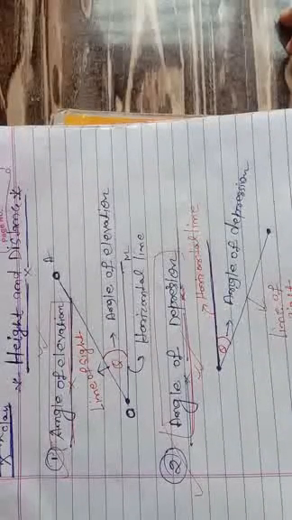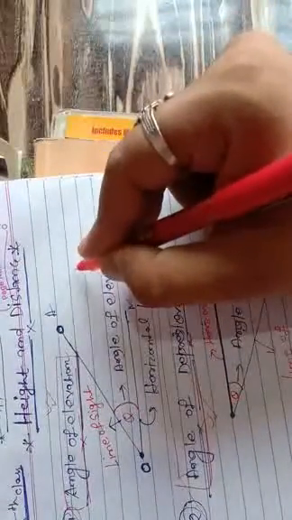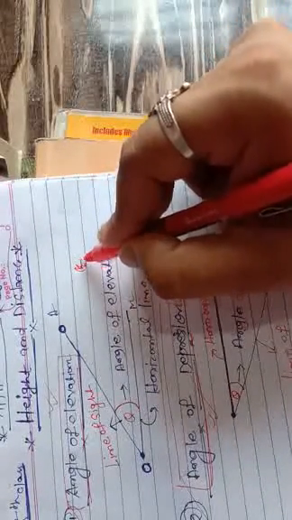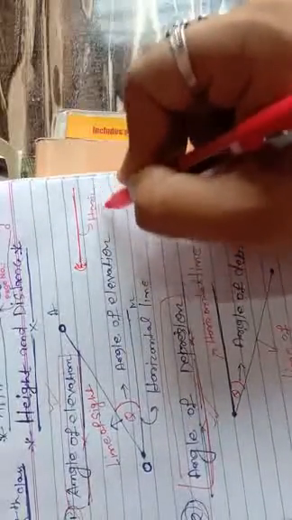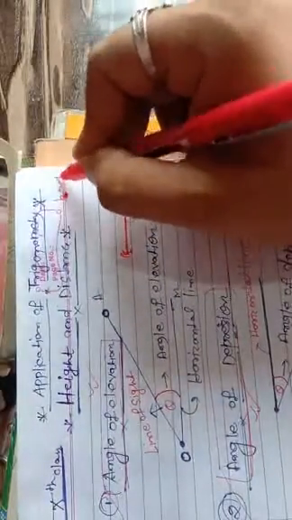Suppose you are standing in your room and you are watching your fan. Whenever you see an object which is present above your head, generally you look up. Suppose this is your eye, and the line along the eye is called the horizontal line. And suppose any object is present above your head, suppose this is an electric ball.